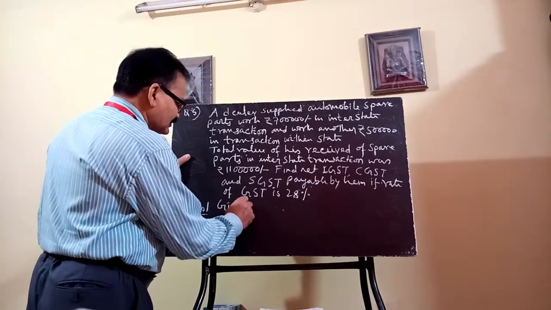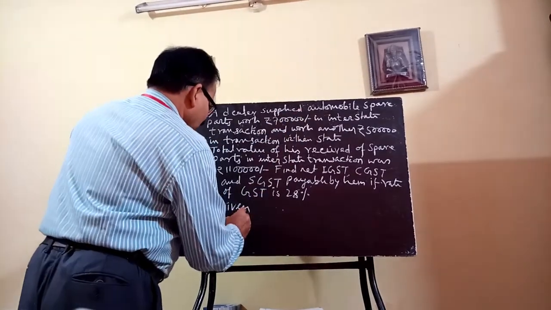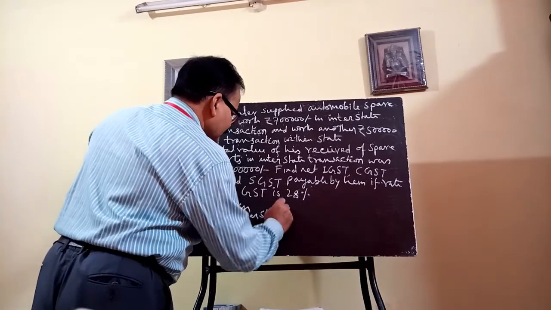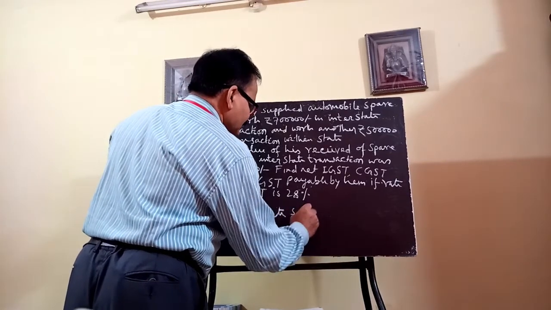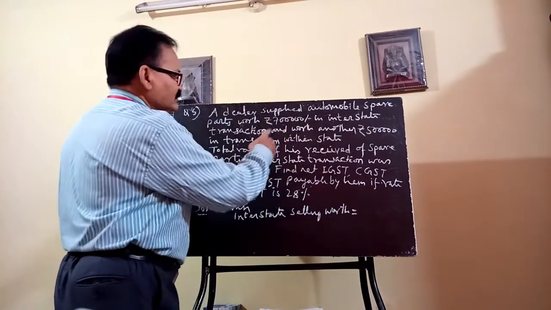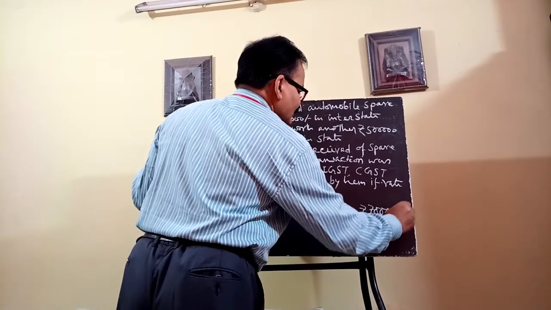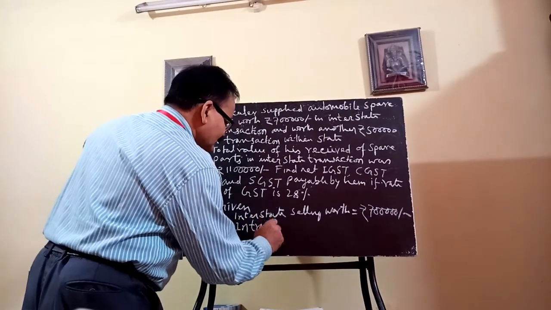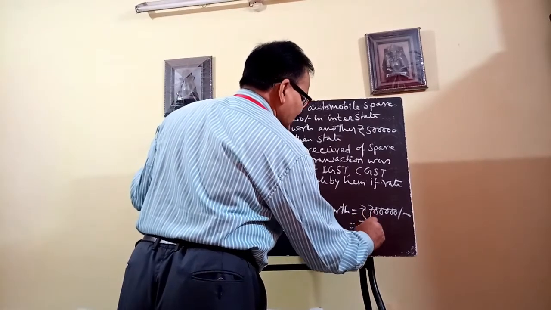The given part is interstate selling worth 7 lakh rupees, and intra-state selling worth rupees 5 lakh.